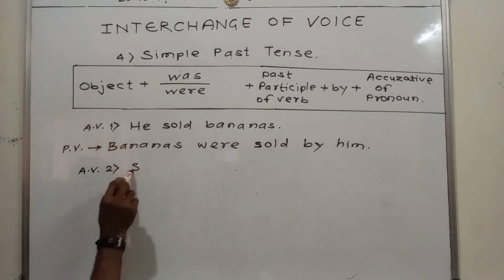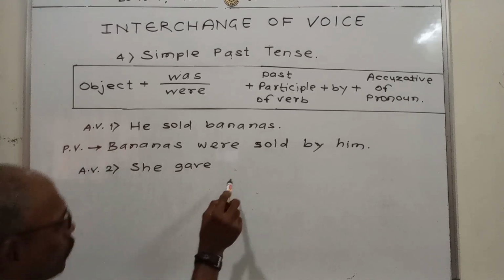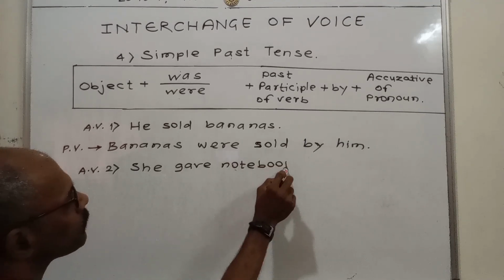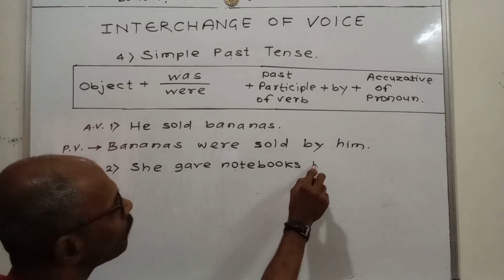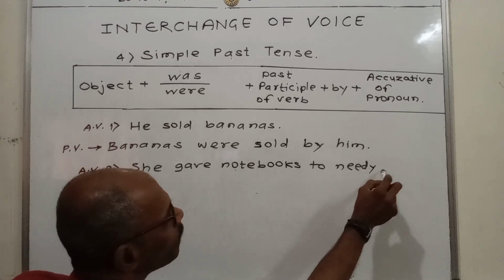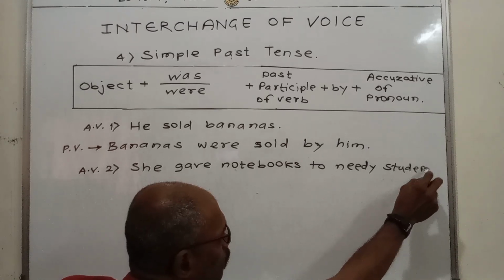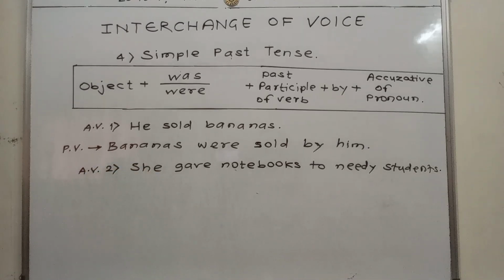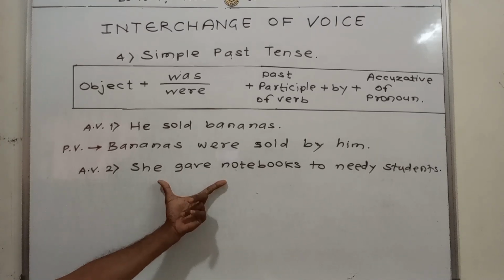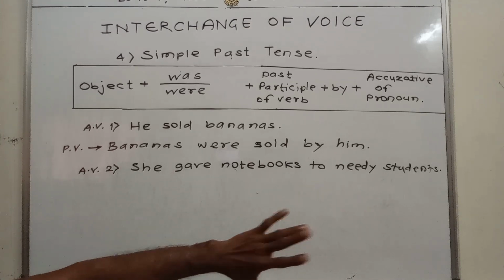We write she gave notebooks to needy students. Did you get it? She gave notebooks. This is an important sentence. She gave notebooks to needy students.